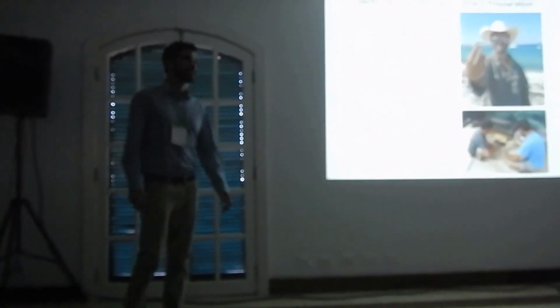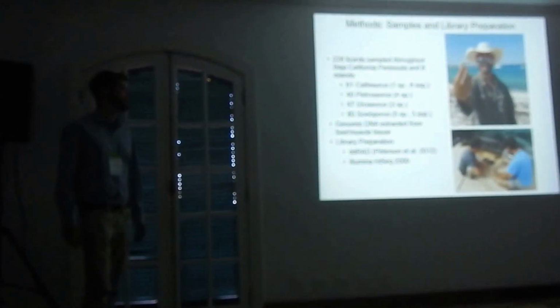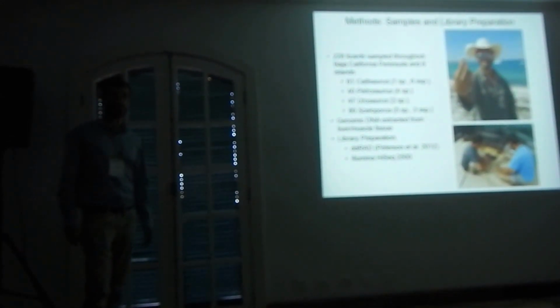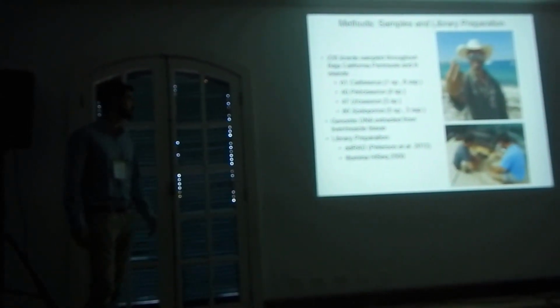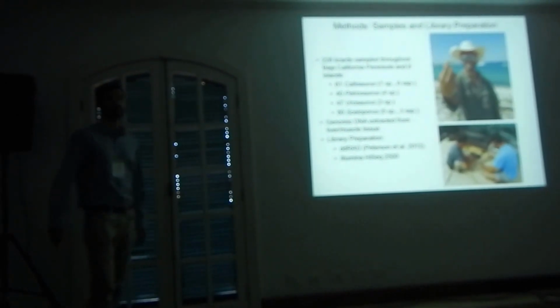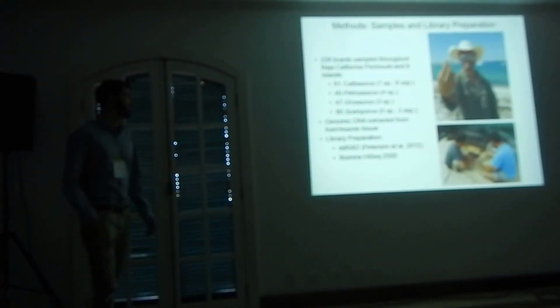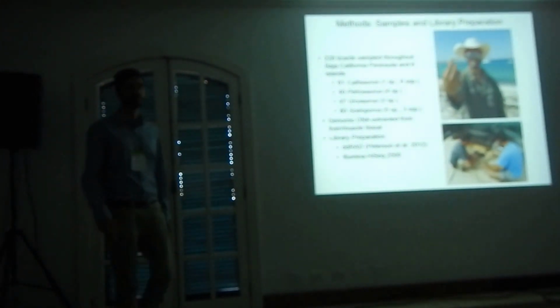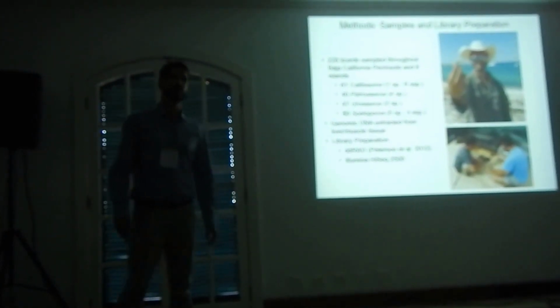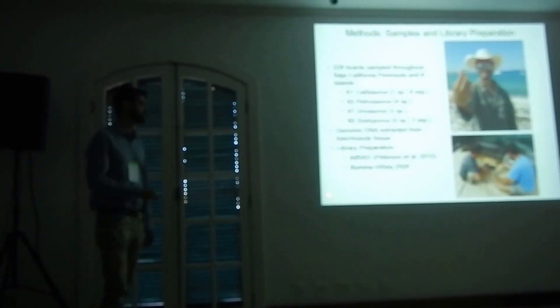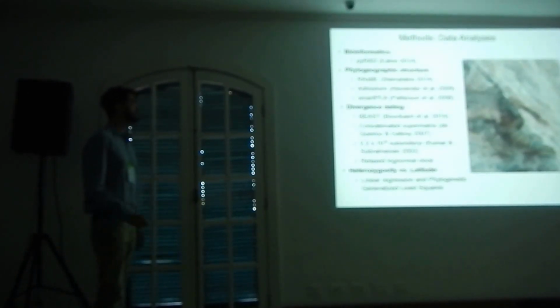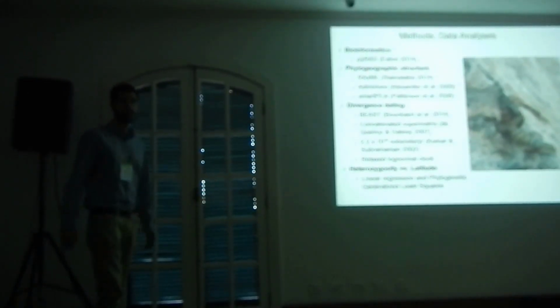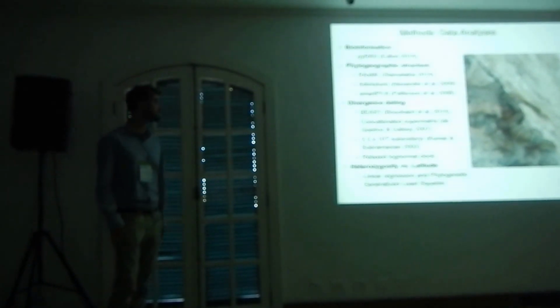So for this study, I sampled 228 lizards throughout Baja California, and 8 islands in the Gulf of California and Pacific Ocean. We extracted genomic DNA from liver and muscle tissue, and we used the double digest restriction-associated DNA sequencing method of Peterson et al. to construct our genomic libraries, which were then sequenced on Illumina HiSeq 2500 at UC Riverside. For bioinformatics, I used the pyRAD pipeline, which is optimized for phylogenetics.